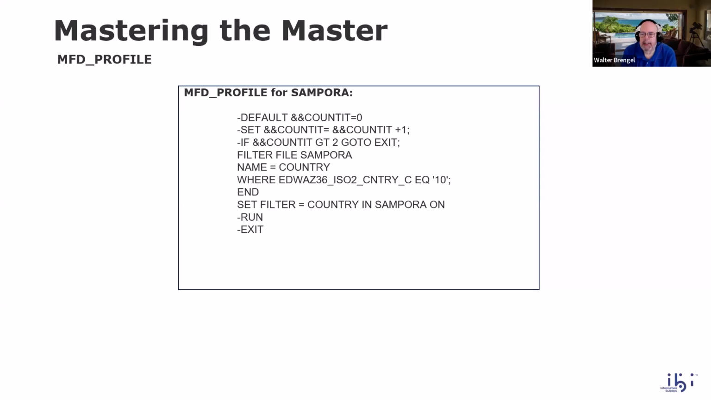And here we're going to set a filter, SET AURA. The filter name is COUNTRY, where this particular field, EDWAZ36_ISO2_COUNTRY_C equals 10, END. And then we turn the filter on. So you only need to turn the filter on once. So that's why we're checking to make sure not to do it again.